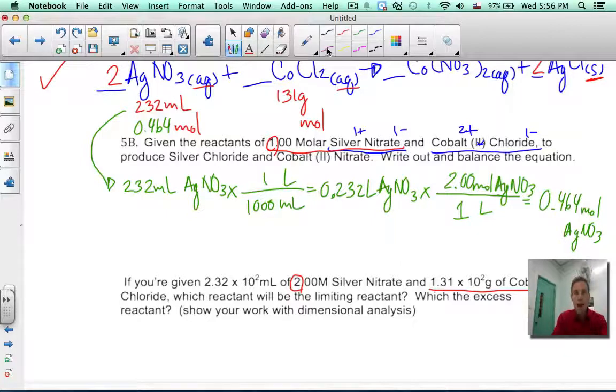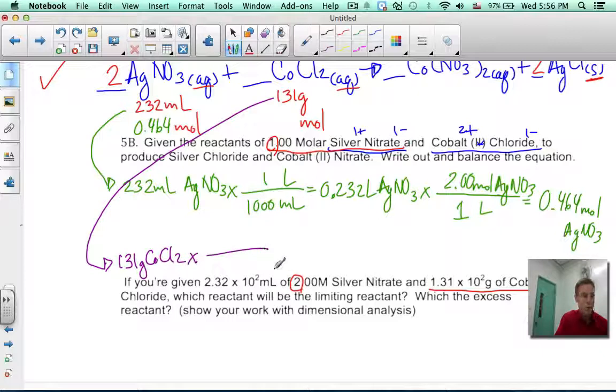Now I'm going to convert out of the cobalt 2 chloride grams into moles. So I'm going to take these number of grams, and I'm just going to bring them down here. All right, so I have 131 grams of cobalt 2 chloride. When you find the molar mass of cobalt 2 chloride, you find that it's 130 grams. So if I have 1 mole of cobalt 2 chloride, I have 130 grams. When I do this calculation, I get 1.01 moles of cobalt 2 chloride.